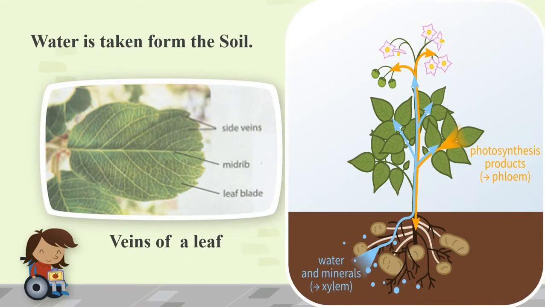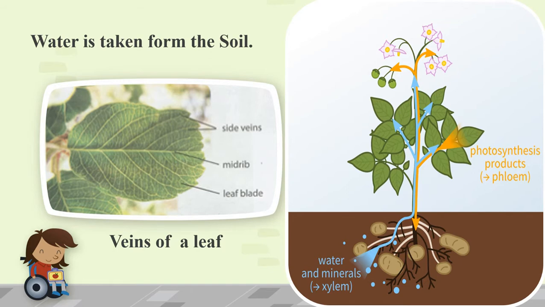First, how do plants take in water? Plants absorb water and minerals from the soil through their roots. This water goes up the stem and through tubes that transfer water to all parts of the leaves. These tubes are called veins.